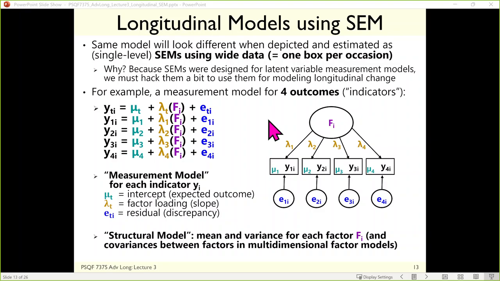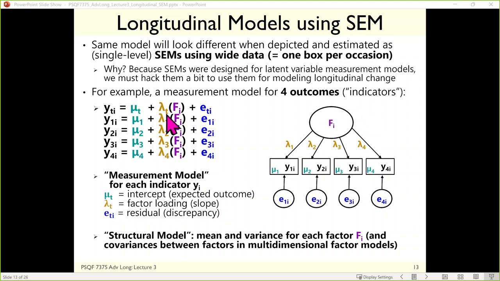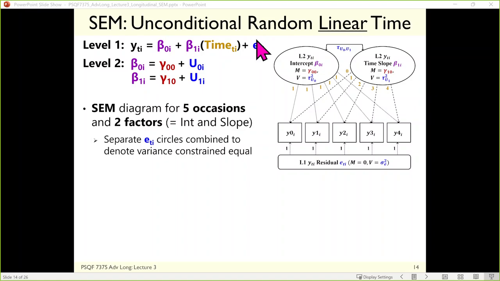All right, so here's how we get from here to there. Hang on. And note the colors: the loadings here are in that same orange color that my time variable was. Not a coincidence. So here's how we get from a random linear time model, which looks like this in MLM, into this SEM world.